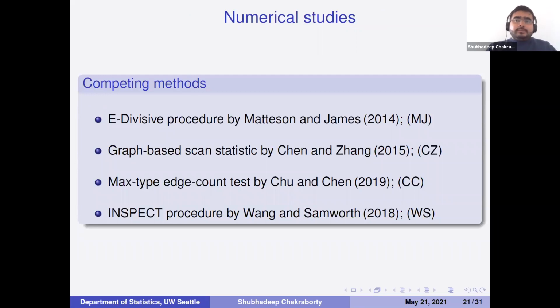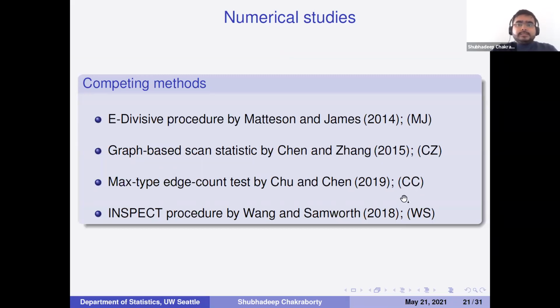Now let me provide a brief illustration of some of the numerical studies that we performed. As I said, the competing methods that we compare our methods with are the Matteson and James paper, and the two graph-based approaches by Chen and Zhang and Chu and Chen. We also compare our methodology with the inspect procedure proposed by Wang and Samworth in a 2018 JRSSB paper.